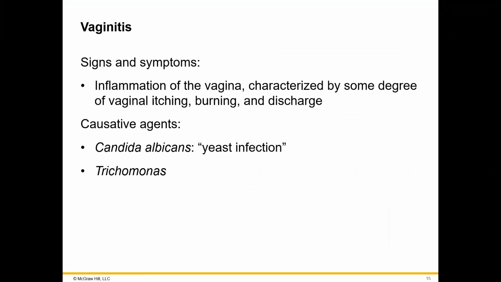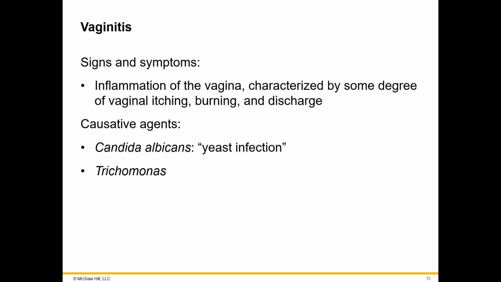This is why we call it vaginitis, because we'll come to some other illnesses that have inflammation in other parts of the reproductive tract, maybe in the uterus, in the fallopian tubes and so on, but not necessarily characterized by inflammation in the vagina. When we have inflammation contained within the vagina area, we call that vaginitis. Signs and symptoms are going to be inflammation of the vaginal tissue, some degree of vaginal itching, burning, and discharge.